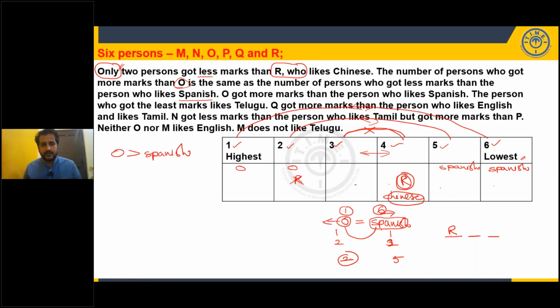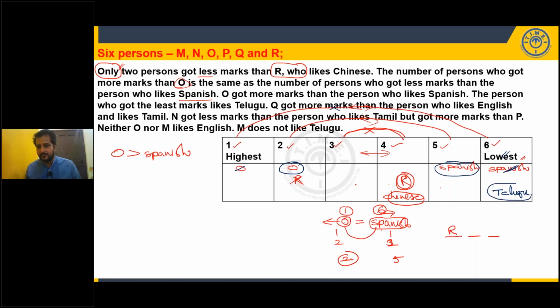Okay. Now, what is the next clue given? The person who got the least marks likes Telugu. So here is the least marks position. Which language should I place here? Telugu. When this is Telugu, definitely it cannot be Spanish. So even this corresponding position is also ruled out. So the only position left is O here, and the one who likes Spanish is here.